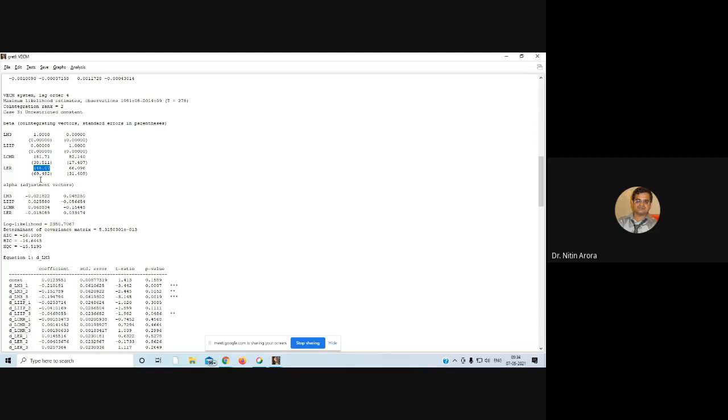I go by economic theory. My economic theory says that LM3, if it is taken as an indicator of demand for money, must be a function of output, that is LIIP, and rate of interest, that is LCMR. So I write LM3 as a function of LIIP and LCMR. LM3 as a function of IIP is the classical effect, and LM3 as a function of LCMR is the Keynesian effect.